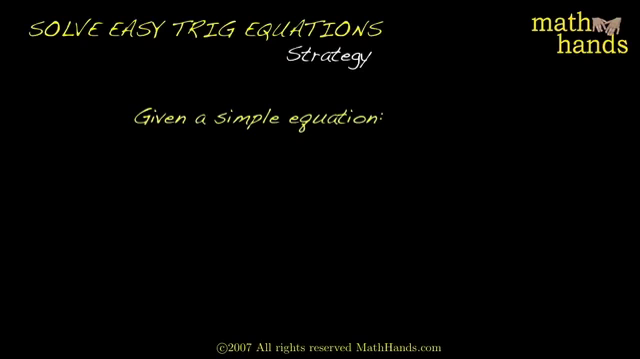Okay, the strategy will go something like this. They give you a simple equation. First of all, check that it is a simple equation. If it's not, sometimes you may be able to tweak it just a little bit to make it look like a simple equation. For example, if they give you cosecant is 2, you may be able to tweak that to say sine is 1/2. Or if they give you sine x equals cosine x, you may be able to rewrite it as tangent x equals 1.